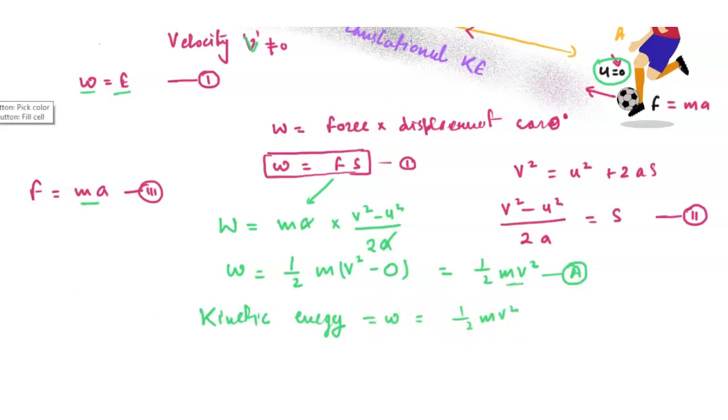So ultimately we can say kinetic energy, which is K, will be half mv square. And that is the expression for the kinetic energy.